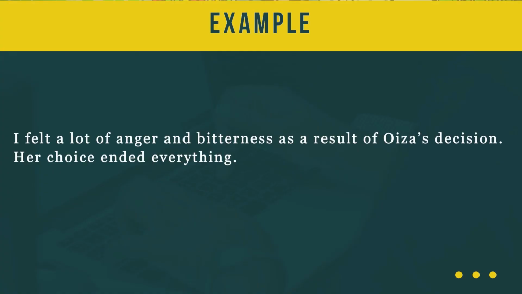The sentence is actually vague. It should be written as, I felt a lot of anger and bitterness as a result of Moises' decision. A choice ended everything. This sentence ticks the box because it explained what ended everything.